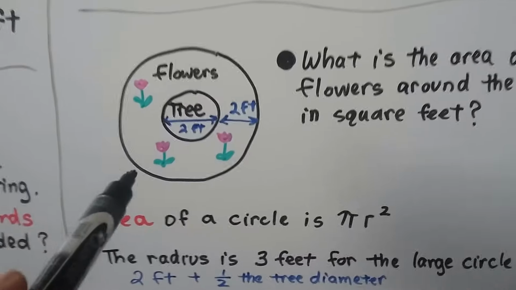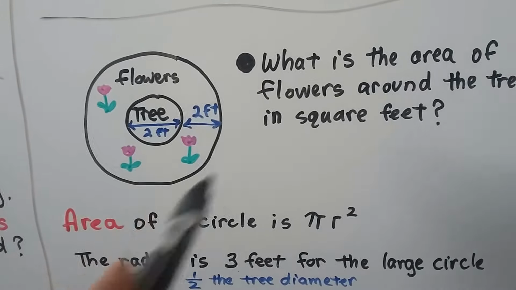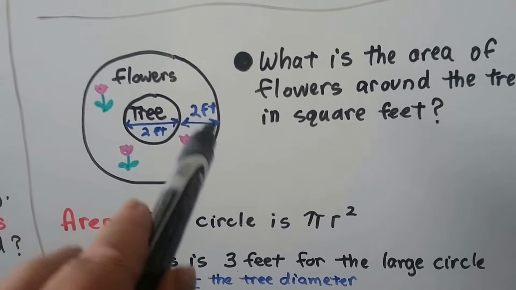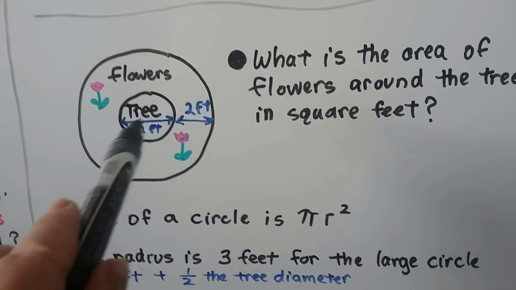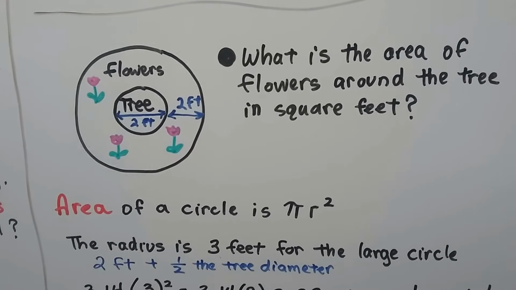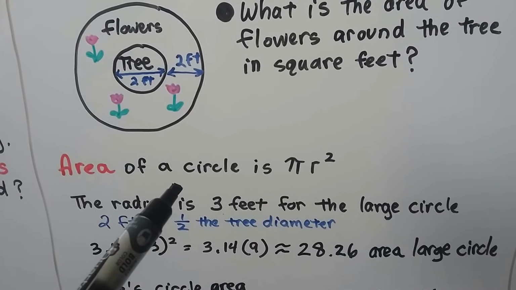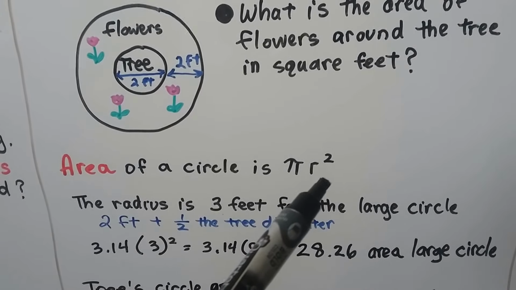Now, here we've got a drawing, and here's a tree trunk, and we want to plant flowers around it in a garden that's 2 feet wide going around the tree trunk. And you can see the tree trunk is 2 feet across in diameter. What's the area of flowers around the tree in square feet? Well, the area of a circle is pi r squared. Pi times the radius squared.